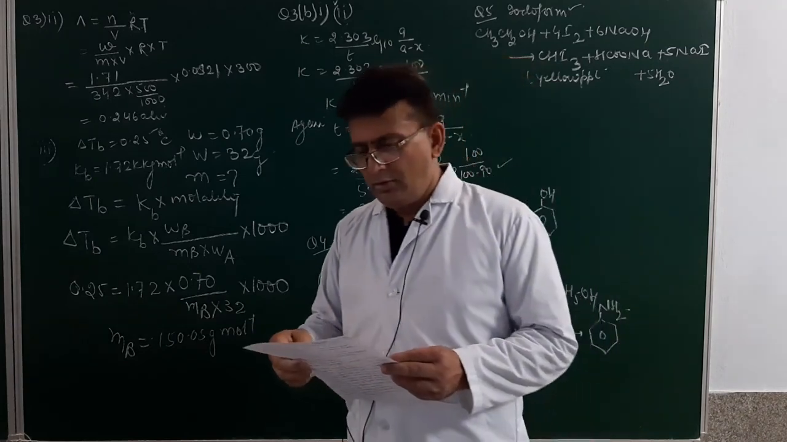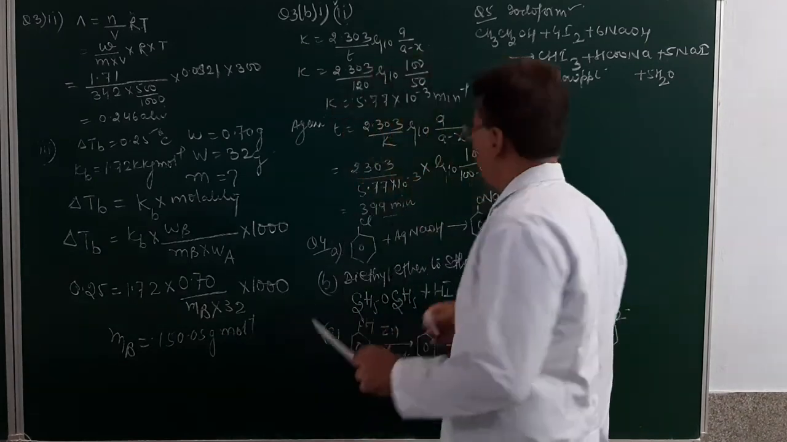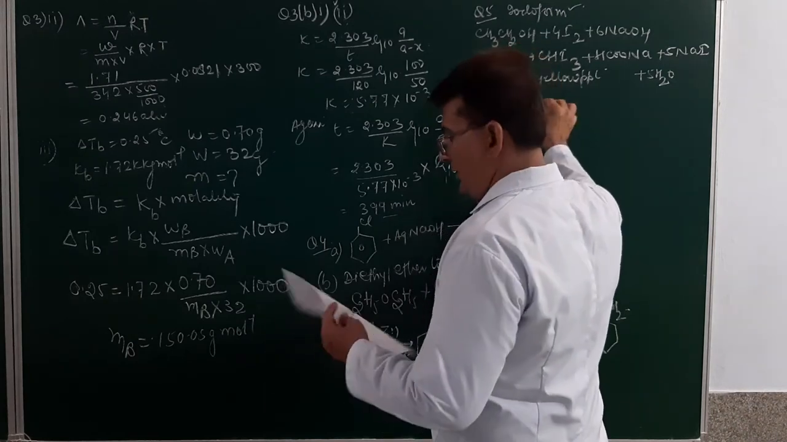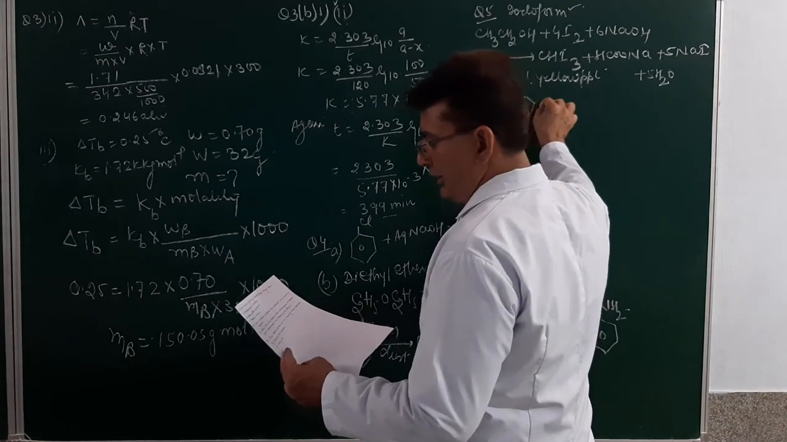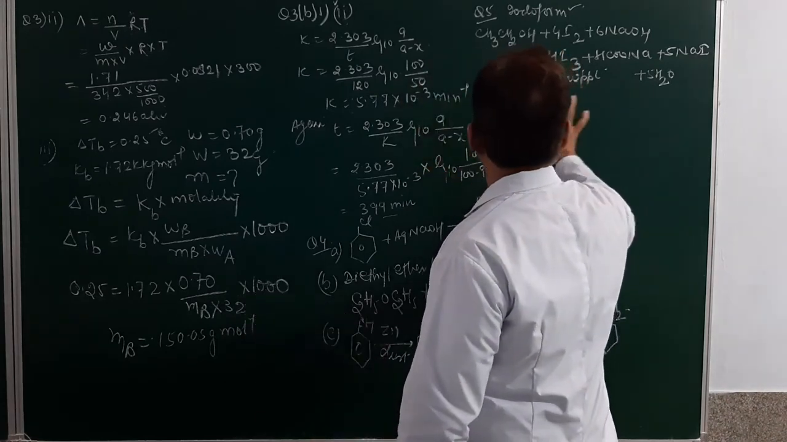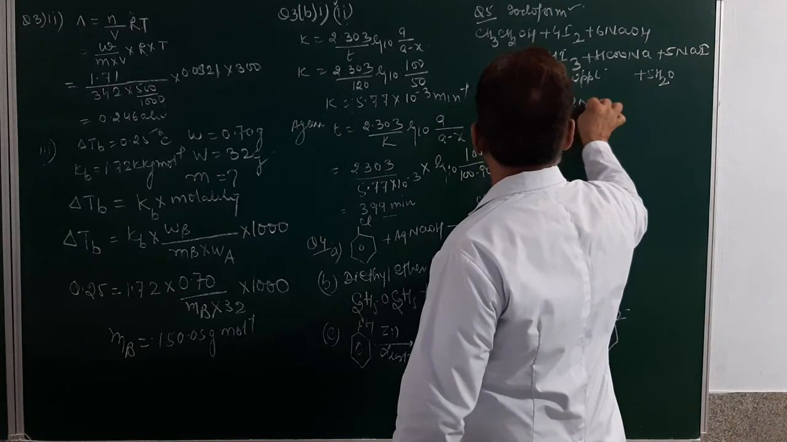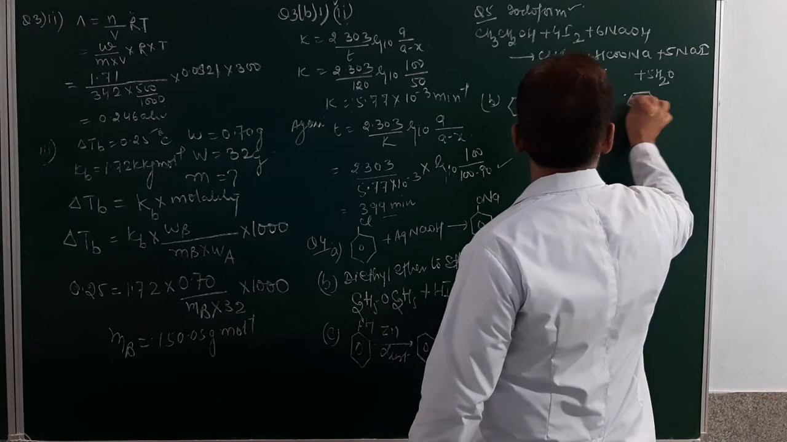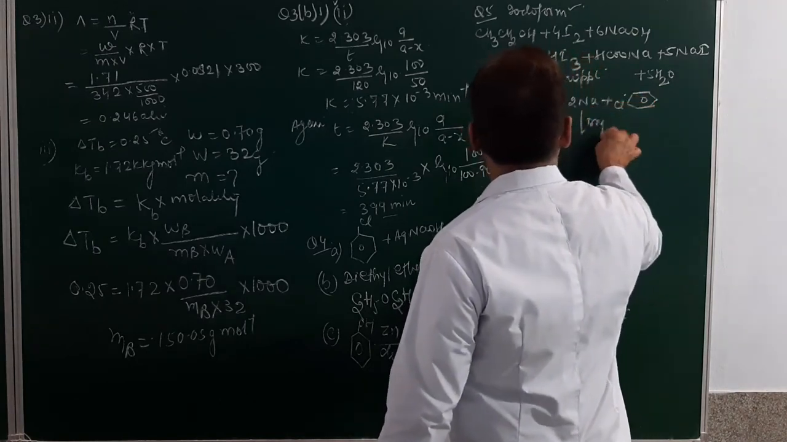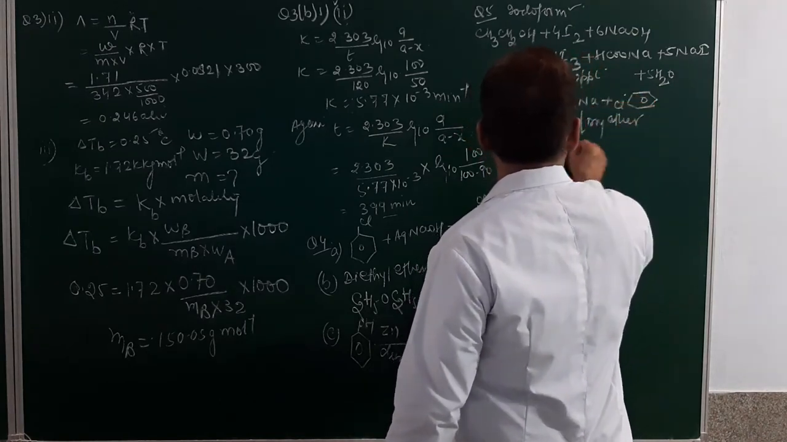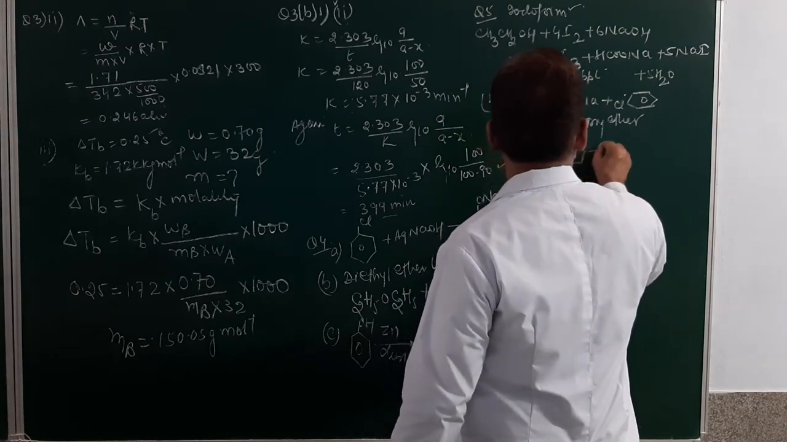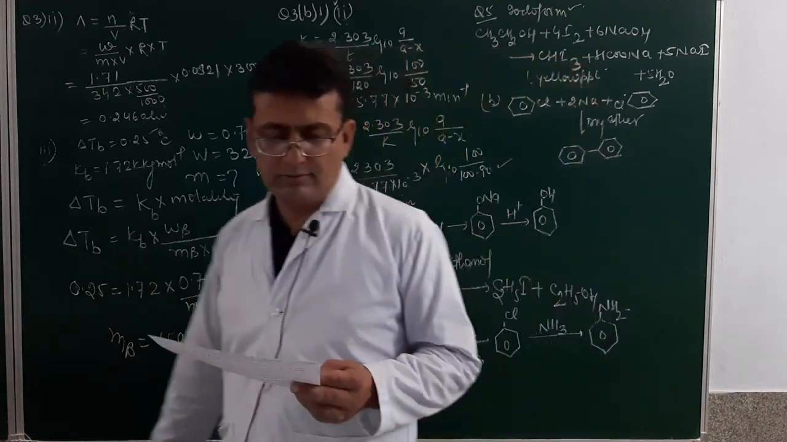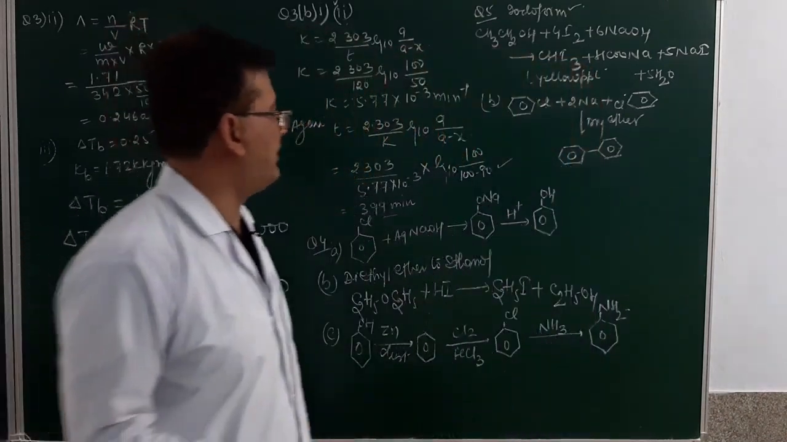Then chlorobenzene is heated with sodium metal. B part. Chlorobenzene is heated with sodium metal in presence of dry ether. Two molecules of chlorobenzene react with sodium metal in presence of dry ether. What will be the product obtained? It will result in the formation of a biphenyl compound plus NaCl.